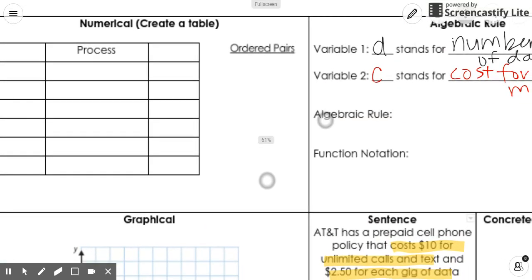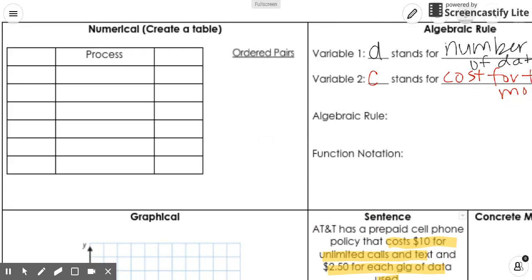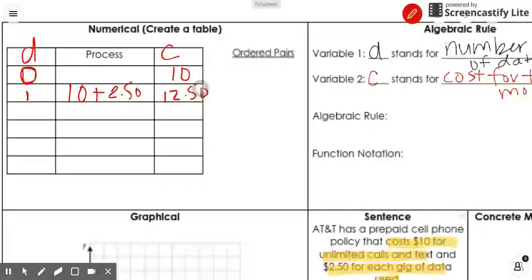So in my table, I'm going to have D for one of them, and I'm going to have C for the other. So this is going to be my data, and this is going to be my cost for the month. So if I use 0 gigs of data, I just have to pay the $10. If I use 1 gig of data, I'm going to have to pay the $10, and then I'm going to have to pay $2.50 for that 1 gig of data. So that ends up being $12.50.